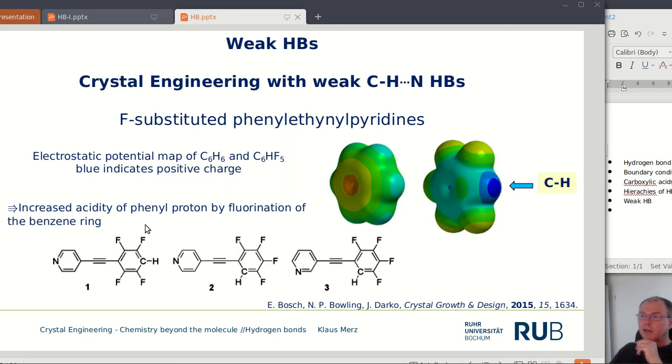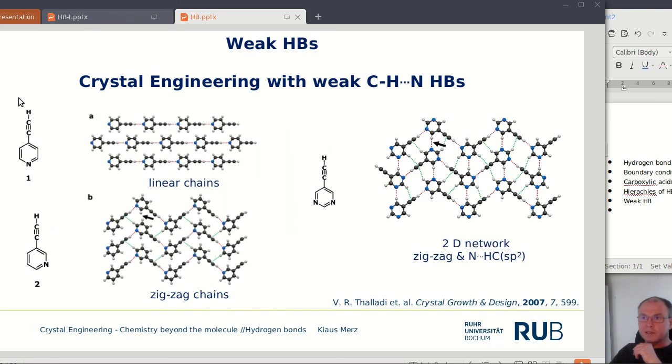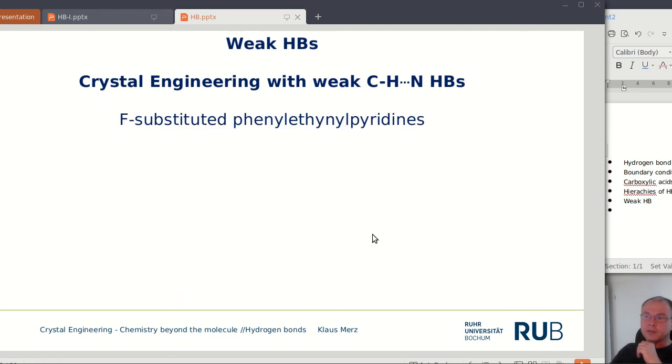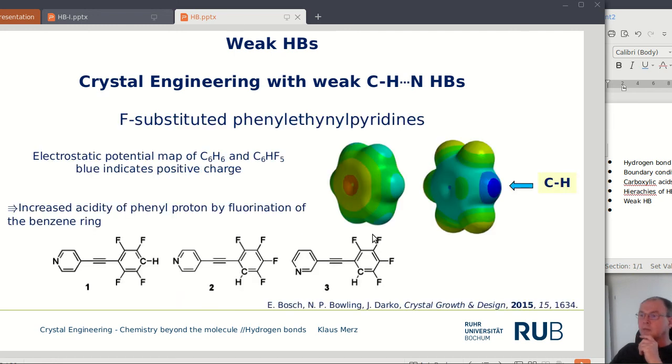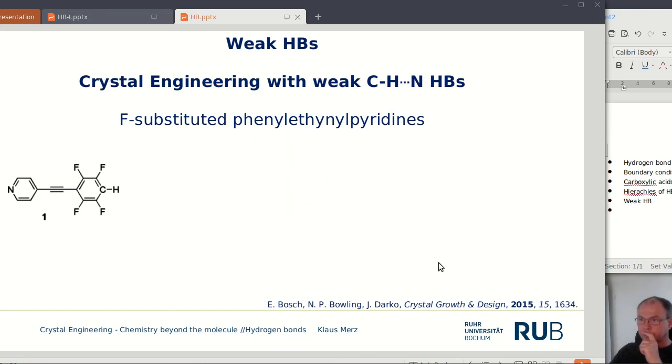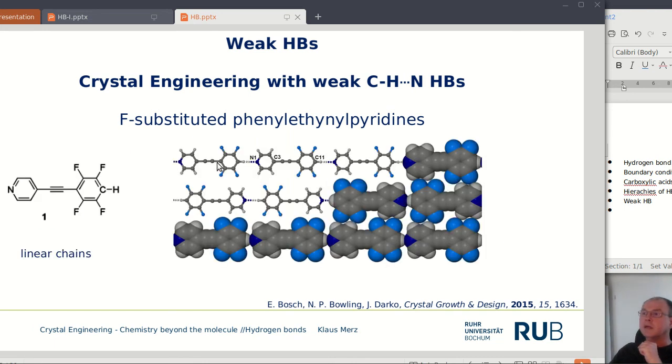You see it here. Have a look at these 3 compounds. It's very similar to these compounds here: the linear, 1,4 position, the 1,3 position, and here with 2 nitrogens. Very similar. Here 1,4 position, and here it's not exactly the same. You see. Have a look. In this case, the nitrogen has changed position. Here, once again, formation of linear chains.